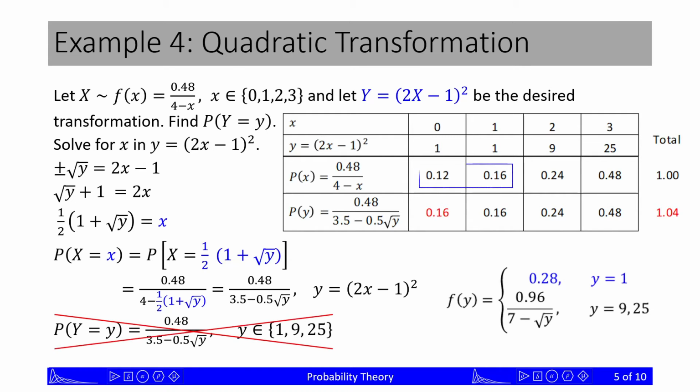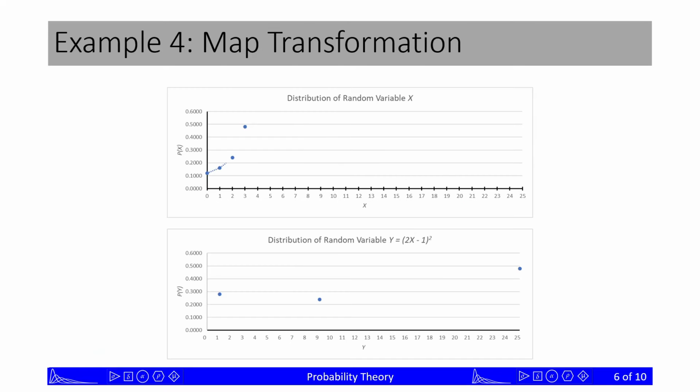Now we have the complete PMF for random variable y. The upper graph shows the PMF of our original random variable x. The lower graph contains the PMF of the transformed random variable y. We see that both x equals 0 and x equals 1 are translated to y equals 1, and we add those probabilities. This results in a different shape for the distribution of random variable y.